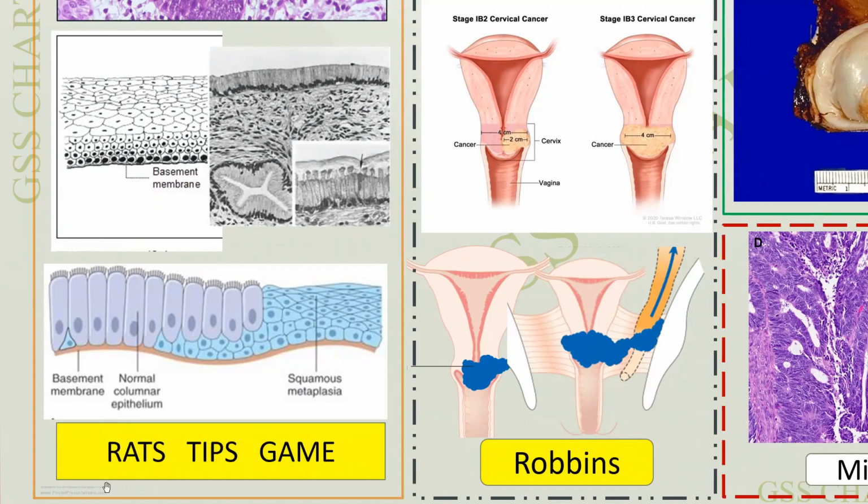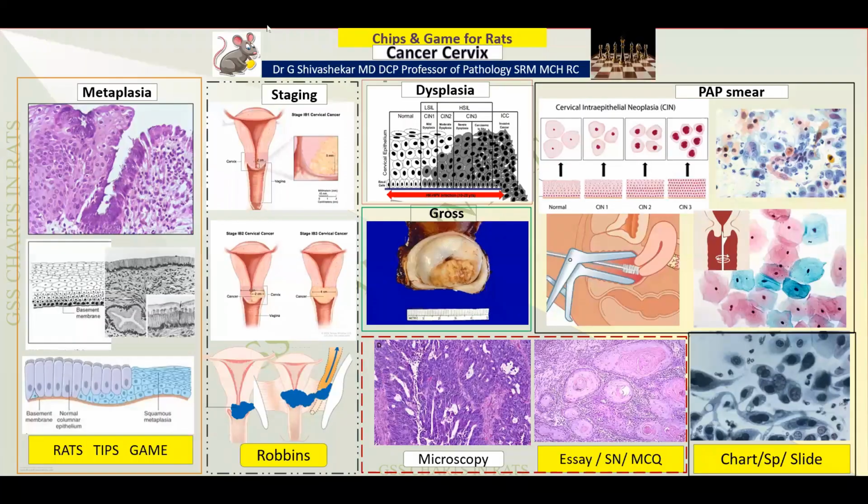So the references for you people will be the R.A.T.S. I have very vividly dealt with the carcinoma cervix as well as metaplasia, dysplasia, everything in R.A.T.S, tips and game. Kindly go and search for them, and our anchor shall remain to be problems. So in today's class, we have seen that there is a plethora of changes in carcinoma cervix. We'll have to talk about dysplasia, the grading of dysplasia, carcinoma in situ. What is the gross picture of carcinoma of the cervix? What is the microscopic picture over here? And what is a pap smear, which is a question for us?